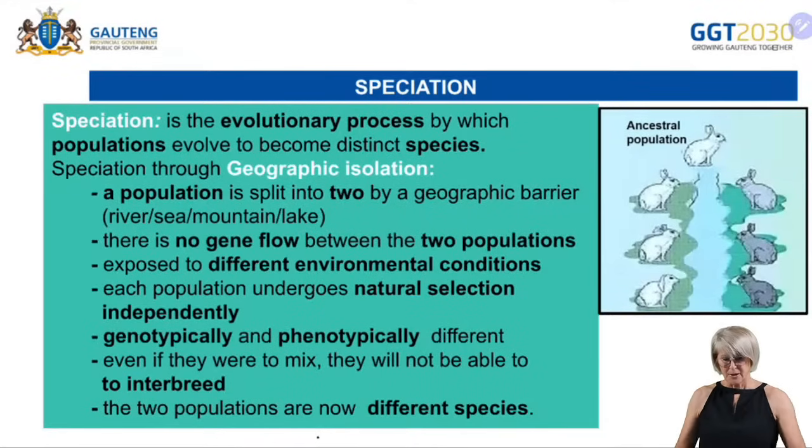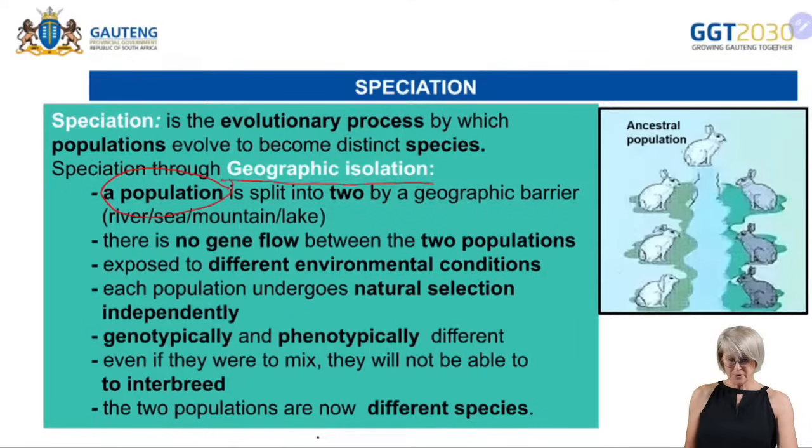So speciation is the evolutionary process by which populations evolve to become distinct species. Usually we explain speciation through geographic isolation. This is why we need to know the difference between population and species. So we use the term population, and it should be split in two.